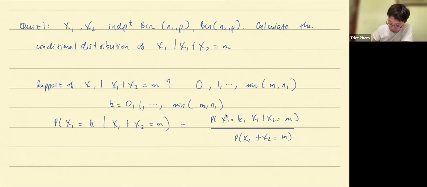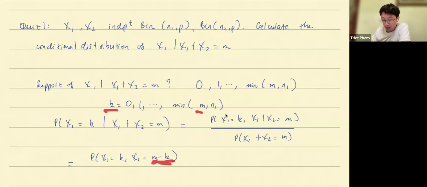Well, the top would be equivalent to this, right? And again, you see the importance of k being less than m, because if not, m minus k won't make sense as a possible value of x2. Okay? So like that.